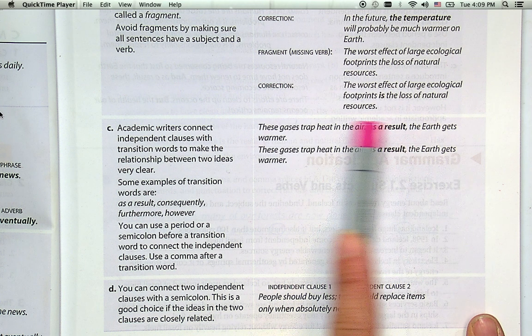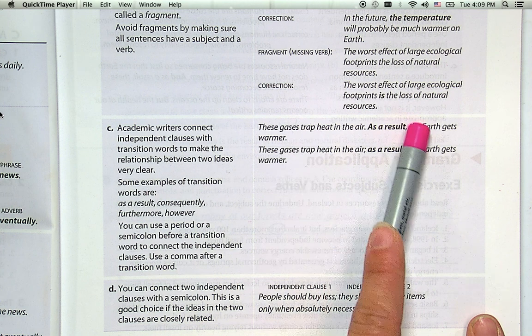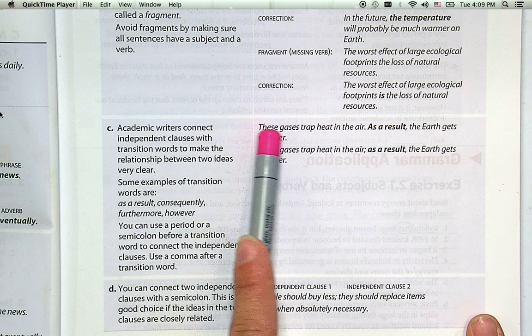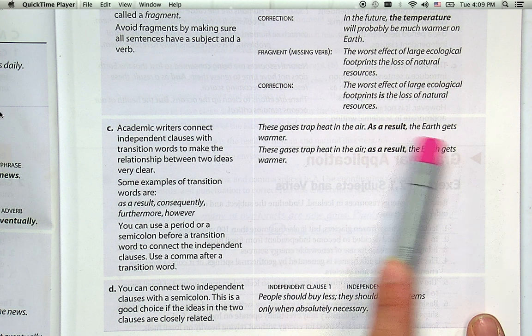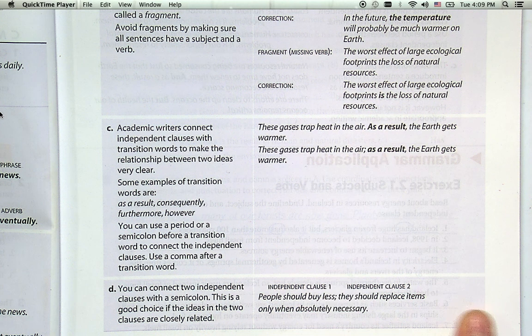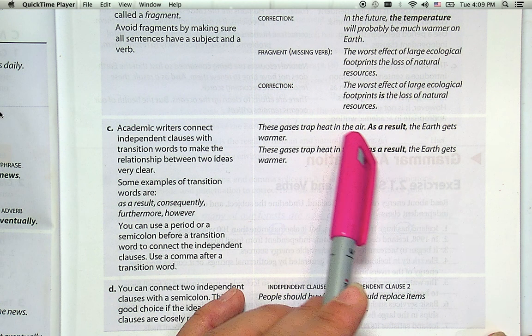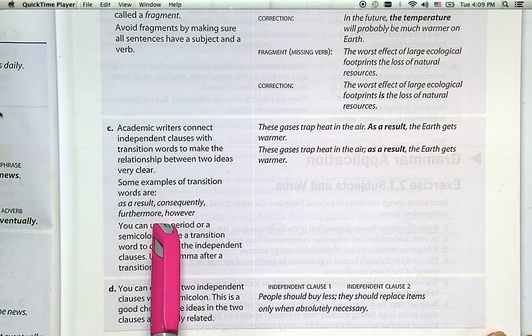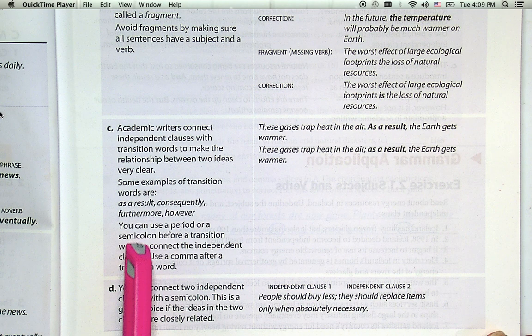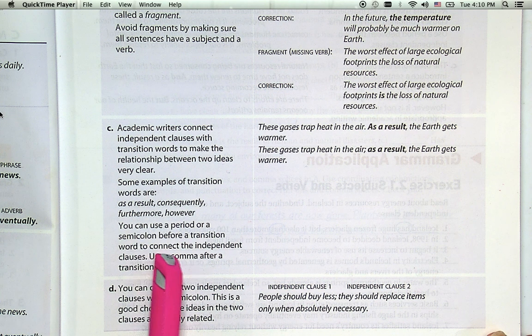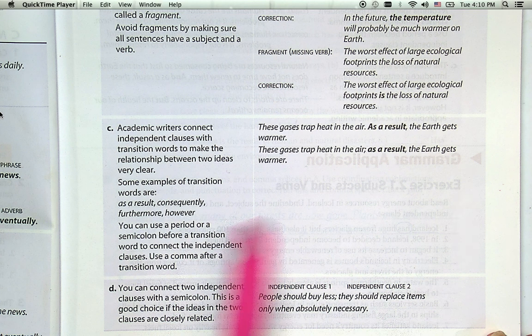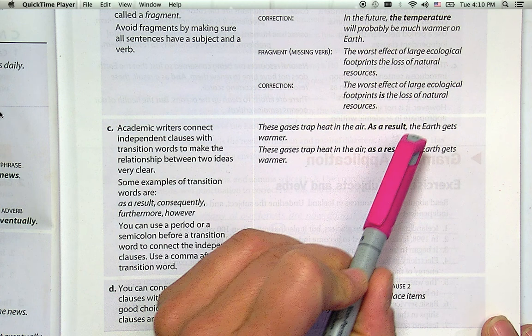The earth gets warmer. So here we are connecting these two ideas. These gases trap heat, the earth gets warmer, and we're using this phrase that shows the result of this action. It's showing cause and effect. And then the focus here in this part is the punctuation. It says you can use a period or a semicolon. Use a comma after the transition word or transition phrase in this case. It's not just one word, it's 3 words. But you must have this comma.